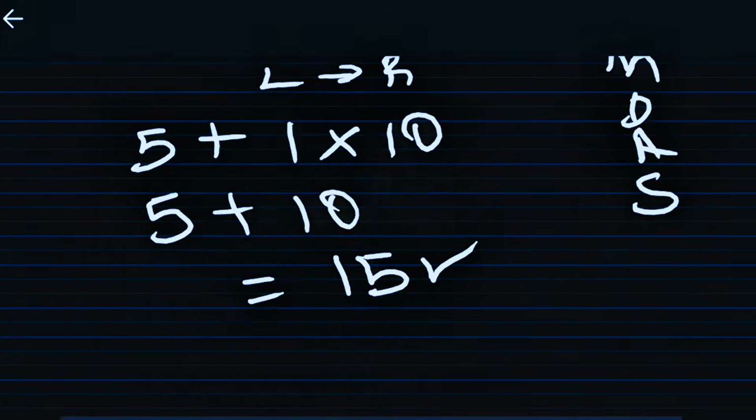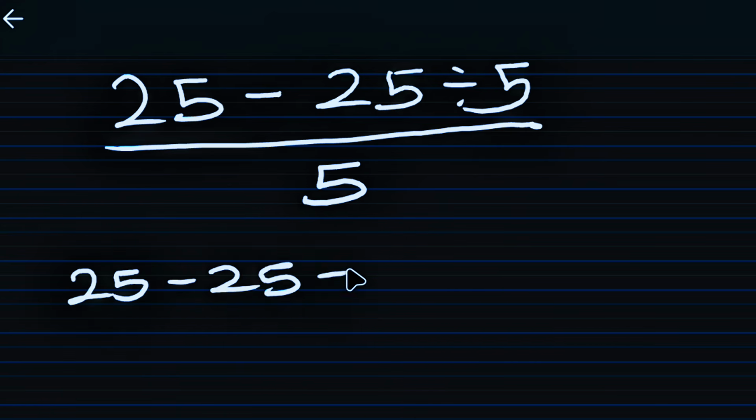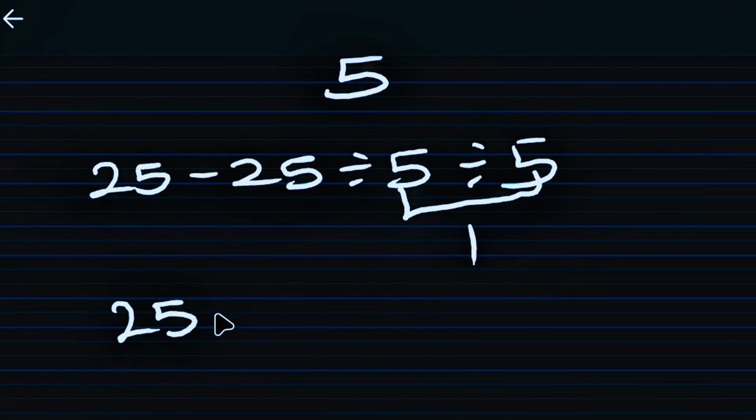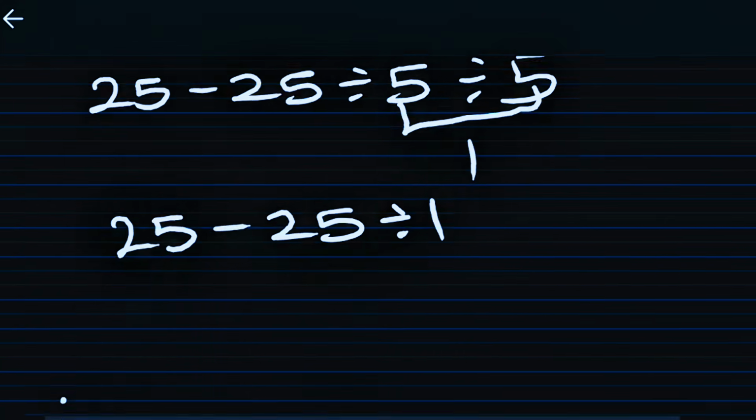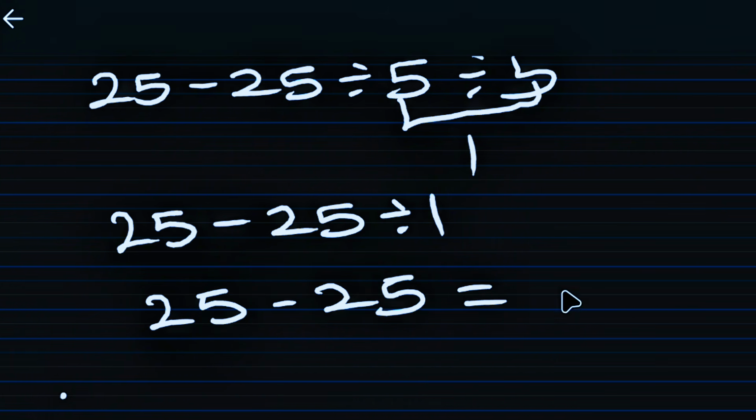Now let's look into one more question together. In this given expression, 25 minus 25 divided by 5, then everything divided by 5. Now, most people, when solving this particular expression, wrote 25 minus 25 divided by 5 and divided by 5. In their next step, they used this 5 to divide this 5, and they had 1. So they are left with 25 minus 25, then divided by 1. 25 divided by 1 equals 25, so they had 25 minus 25, and this gave them 0.